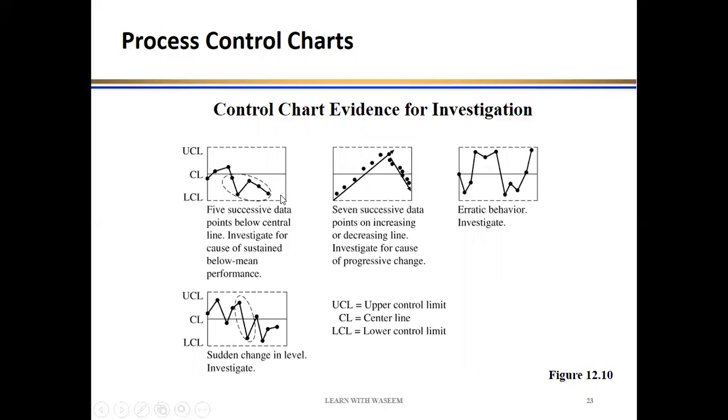Okay. And that is the main purpose of the process control chart. It will help us to know which data, or which process, or which part is out of control, or near to the upper or lower control limits, and why. Okay, so we will have to investigate for that. Okay, 7 successive points you can see here on an increasing or decreasing line. So we will investigate for the progressive change, why there is a certain change after this particular point. Okay, so you can see here that these 7 points are increasing, and after that, it rapidly decreased.